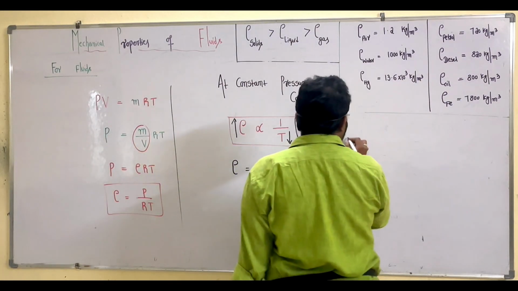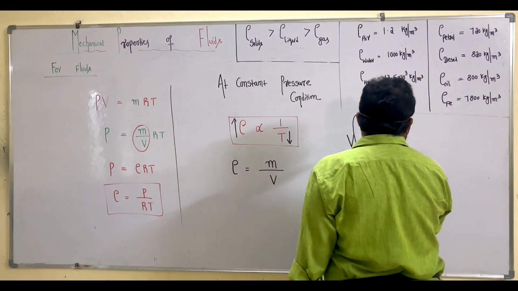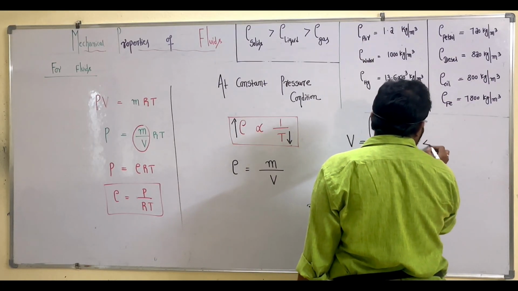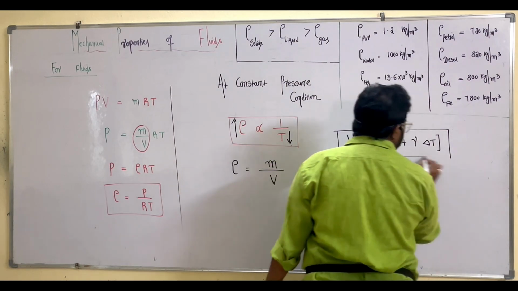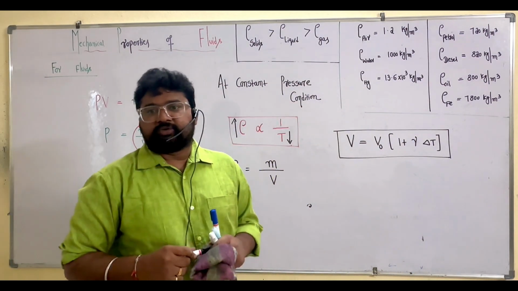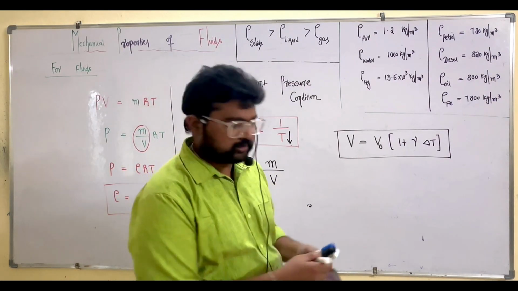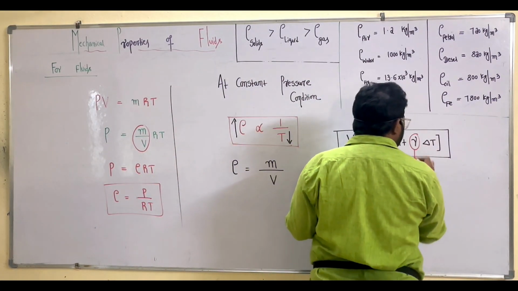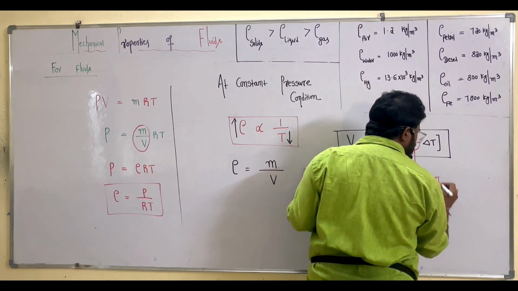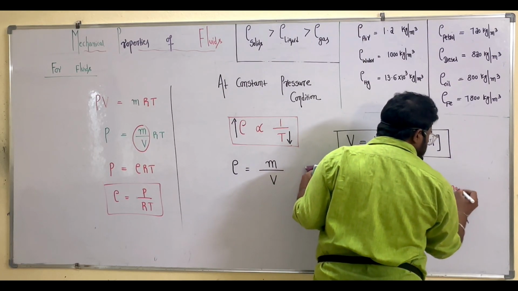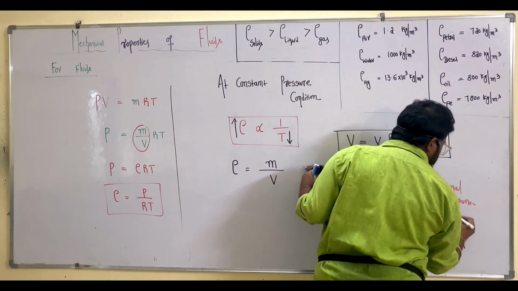So we know that V equal to how much? V naught into 1 plus gamma delta T. Gamma is the coefficient of thermal expansion of volume, the volume thermal expansion coefficient.